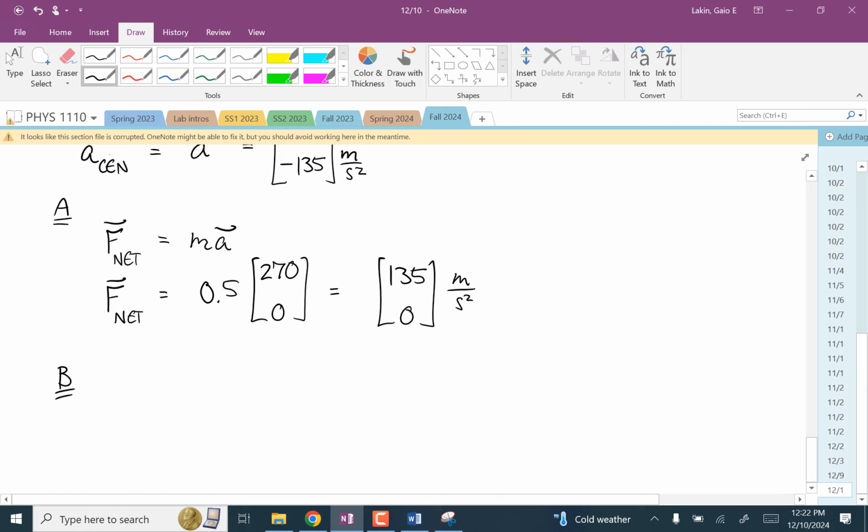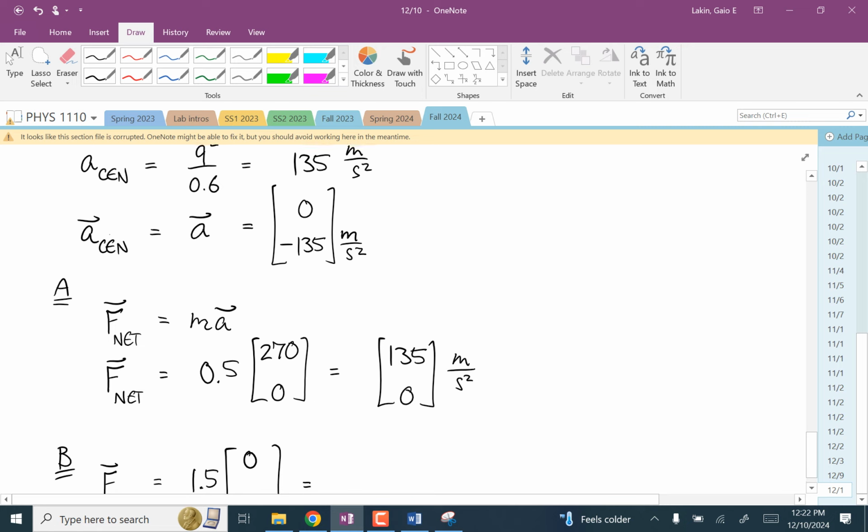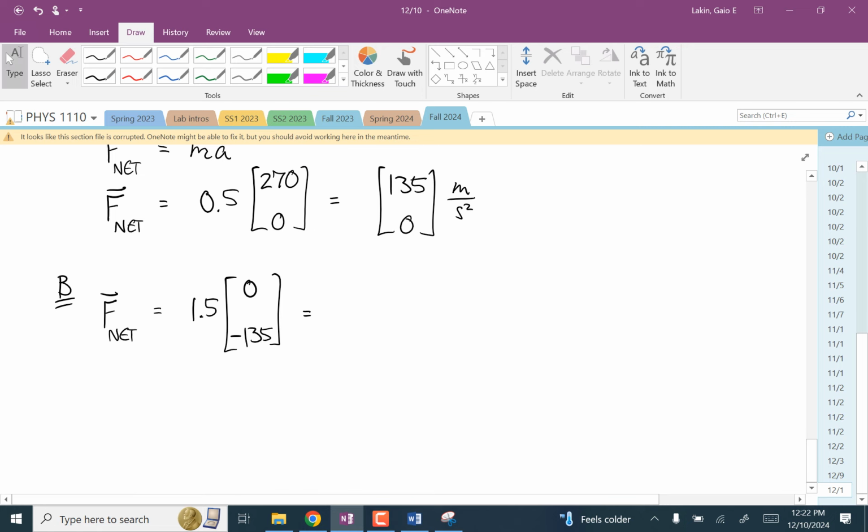And then for the point B, same thing, F net is equal to, this time the mass is 1.5. The acceleration vector is 0, negative 135. And so you get 0, negative 202.5. These are forces. I don't know why I put meters per second squared up here, but these should both be newtons. Any questions about that?